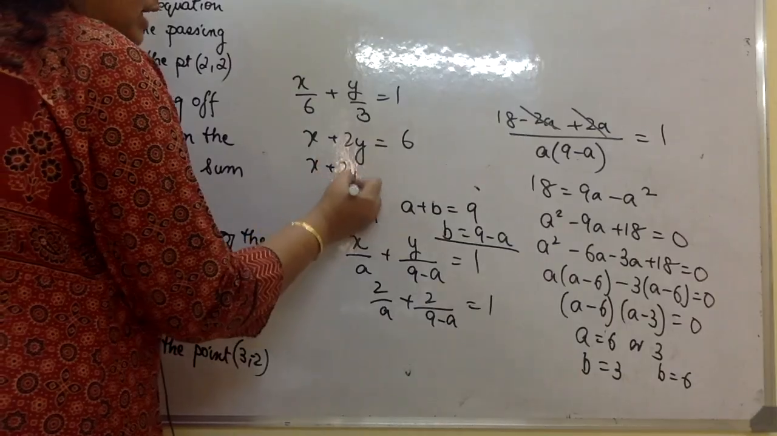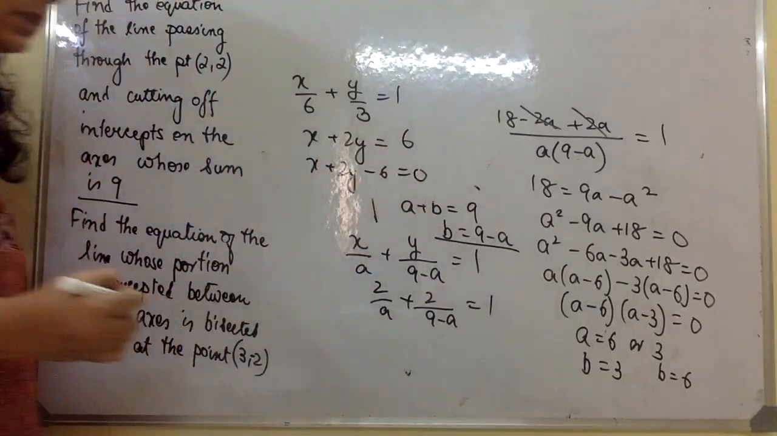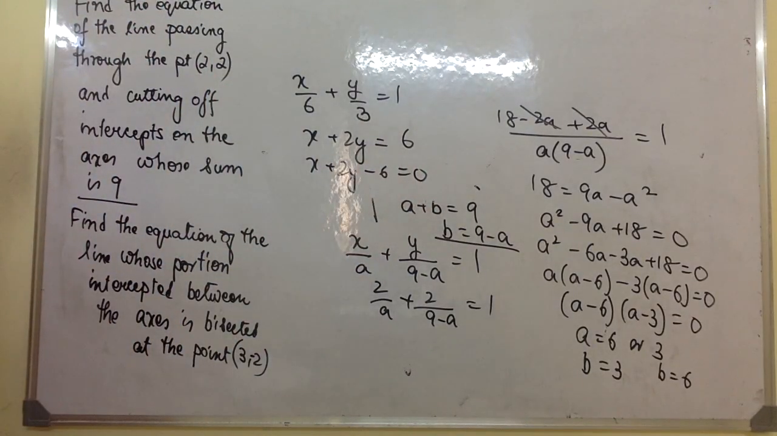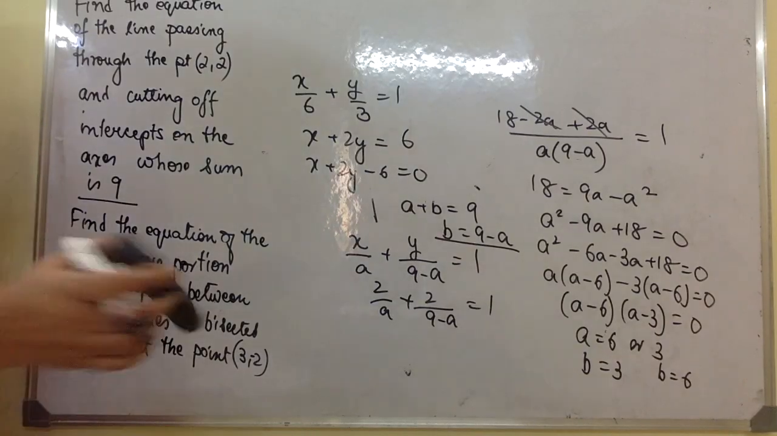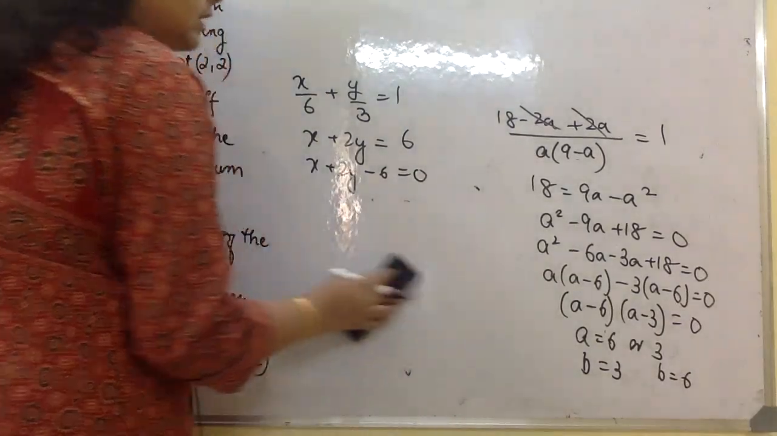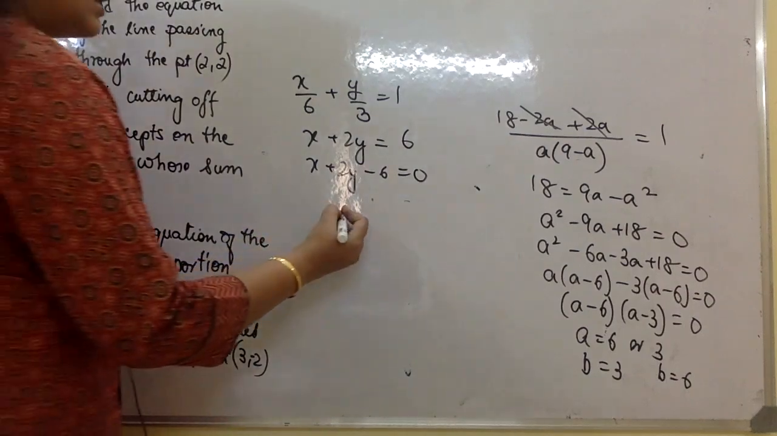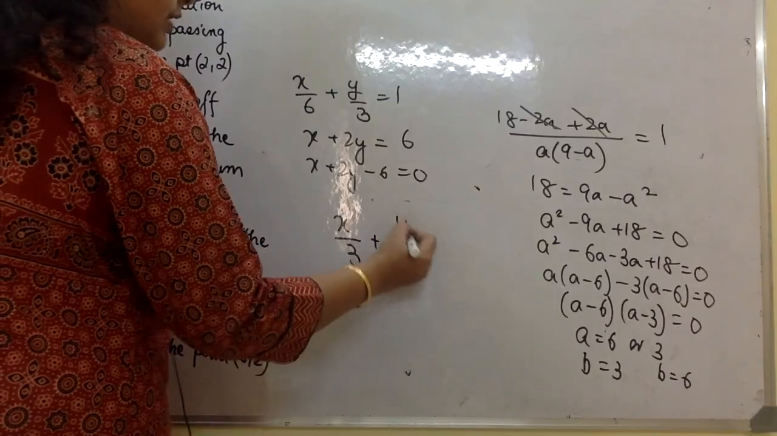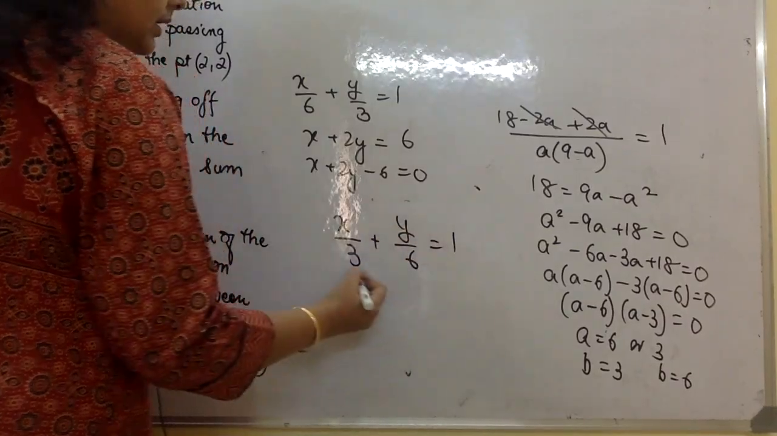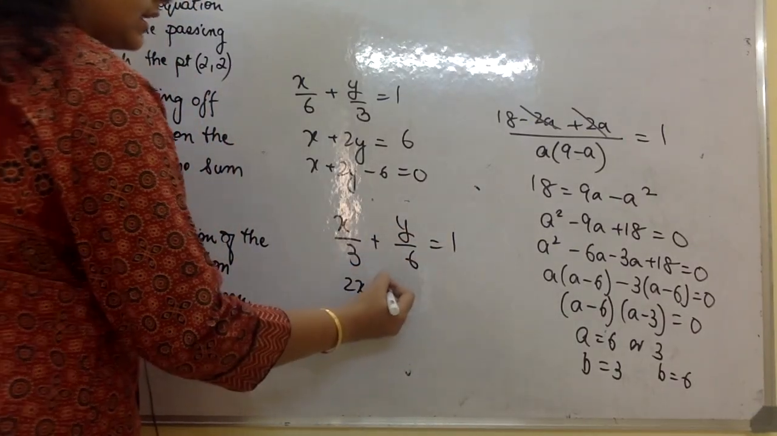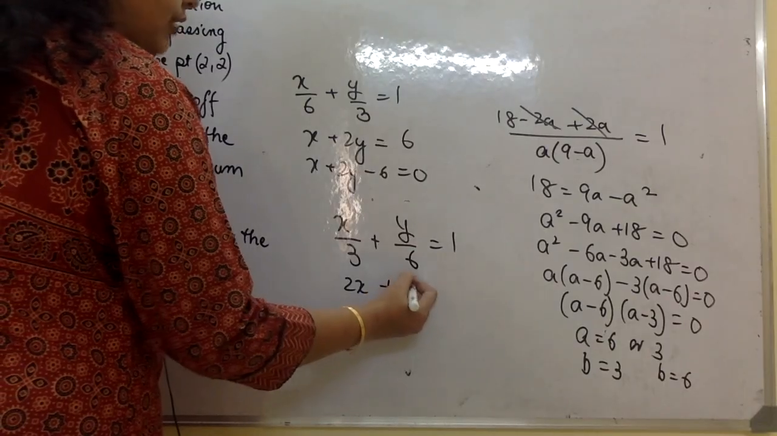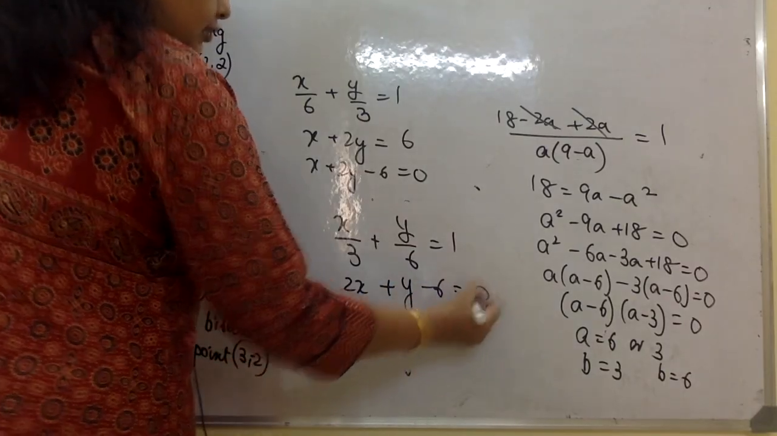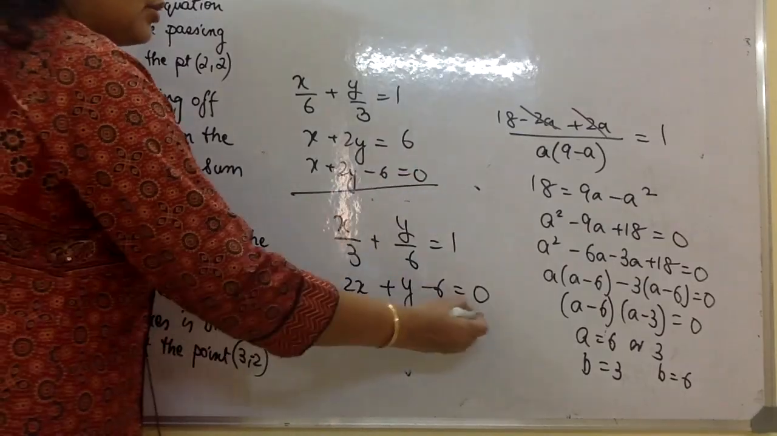x plus 2y minus 6 is equal to 0. Okay. So the next other equation can be x by 3 plus y by 6 is equal to 1. Then you have 2x plus y minus 6 is equal to 0. So these are my two equations.